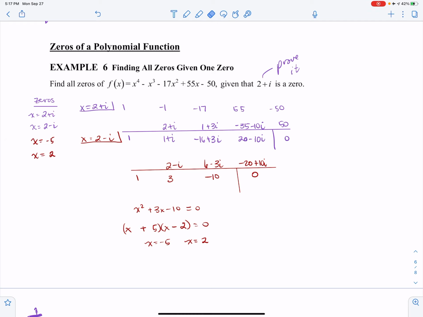Notice that the only thing I was asked to do on this example was simply to find the zeros. I was not asked to factor or anything like that. I was only asked to find the zeros. So at this point, I've done everything that I was asked to do. And this is going to be the end of this video.